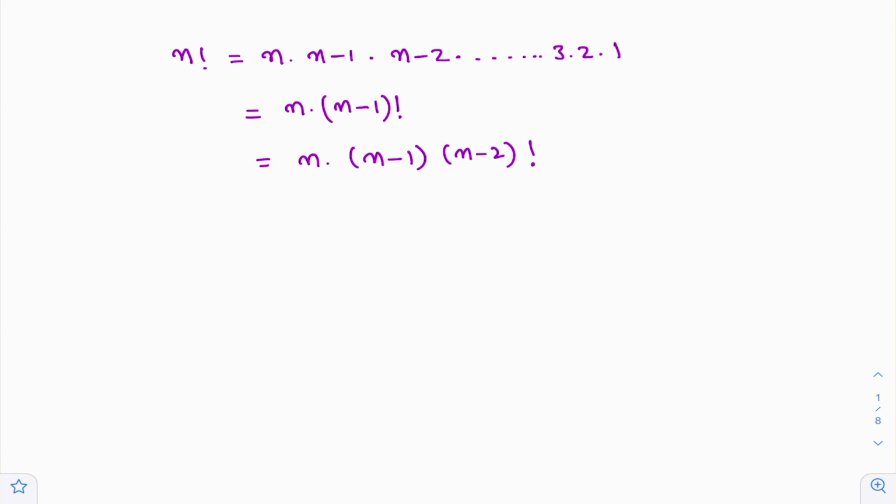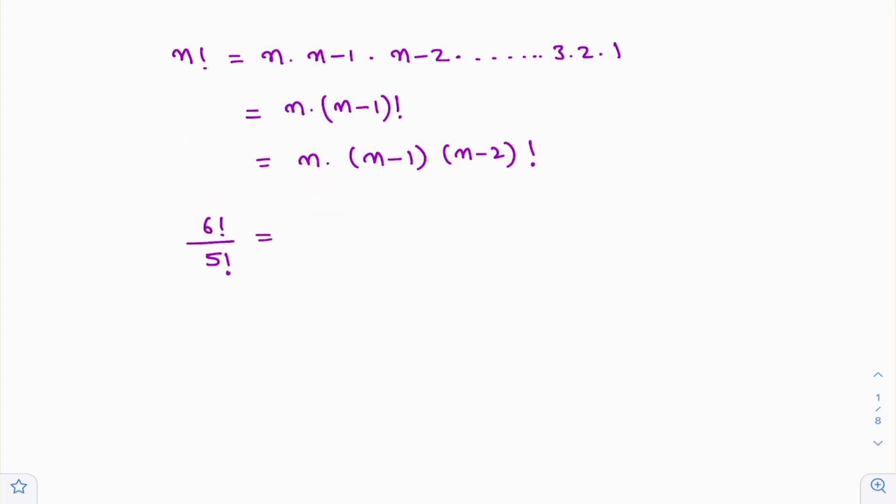I hope you are understanding. See, n factorial, I wrote these two terms and then whatever these things are there, this is nothing but n minus 2 factorial. All these are n factorial only. N factorial can be written like this: n into n minus 1 factorial. N factorial can be written like this: n into n minus 1 into n minus 2 factorial. Are you getting the point?